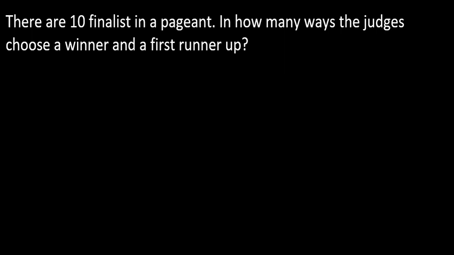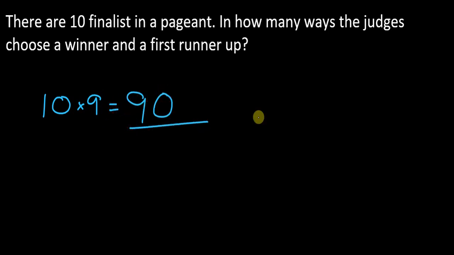There are 10 finalists in a pageant. In how many ways can the judges choose a winner and a first runner-up? Okay, so ilan sila? They are 10. Then ilan yung mananalo? Yung winner at saka first runner-up. So dalawa lang sila. So yung sagot is just 10 times 9 and that is equal to 90. Hence, the judges can choose a winner and a first runner-up in 90 ways.